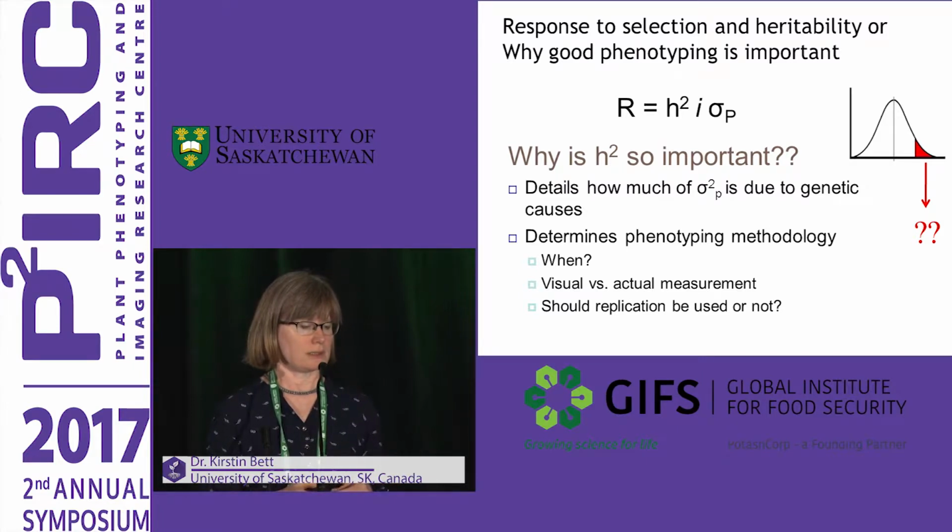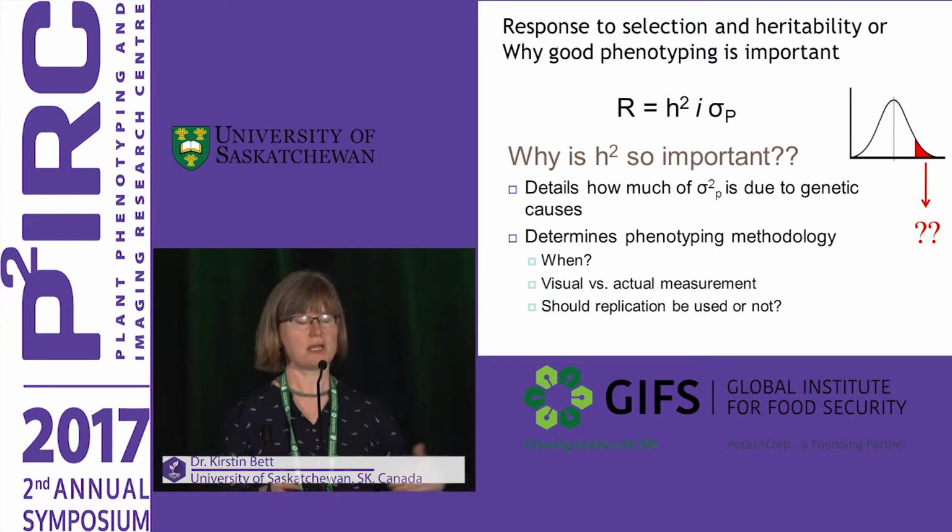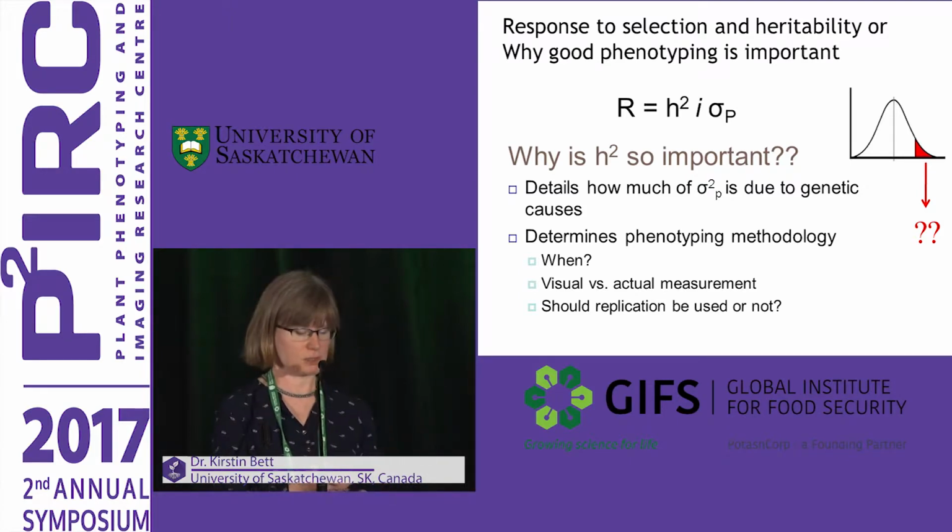And so the heritability of a trait is going to determine your phenotypic method. When are you going to do it? Can you eyeball it and just give it a rating of 1 to 9 or 1 to 5 or 1 to 3 even? Or do you actually need a measurement like this many grams per plot or something like that? Can we get away with replication or not? If it's high heritability, obviously you don't need to replicate.